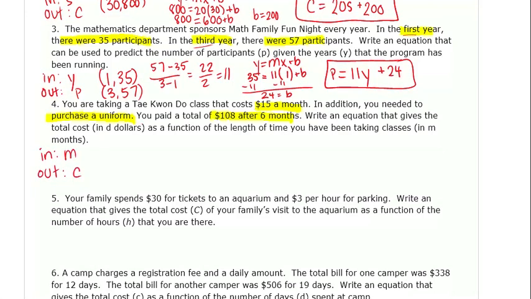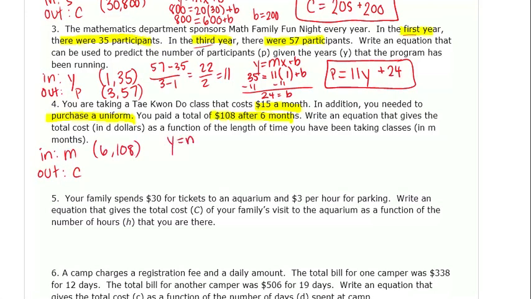Okay, we know it's $15 a month, however, we don't know how much that uniform is. That uniform is our initial value in this case. However, we do know that we paid $108 after 6 months, so taking that information, keeping in mind months is our input, cost is our output, we can write an ordered pair, which would be 6, 108.